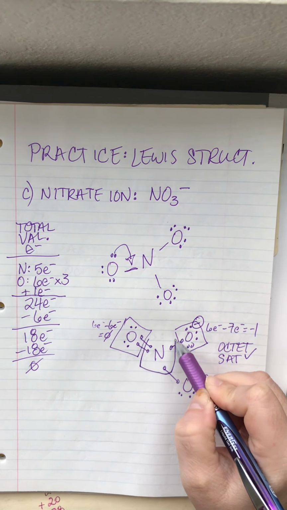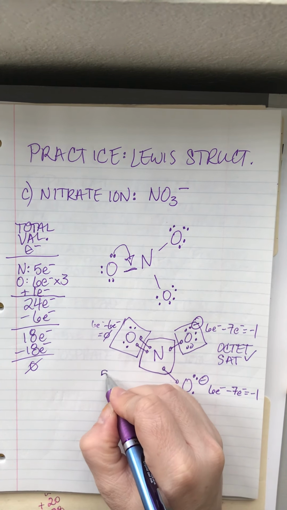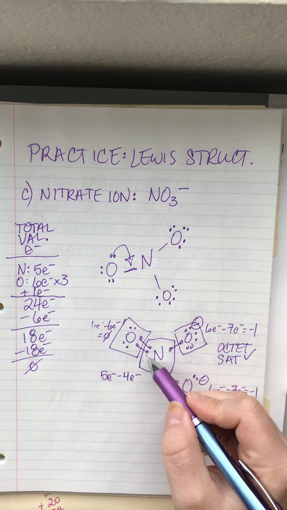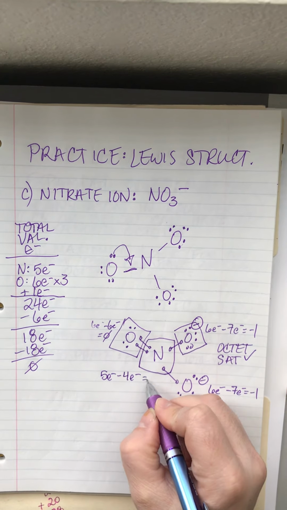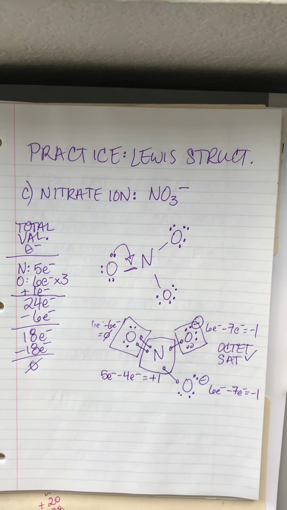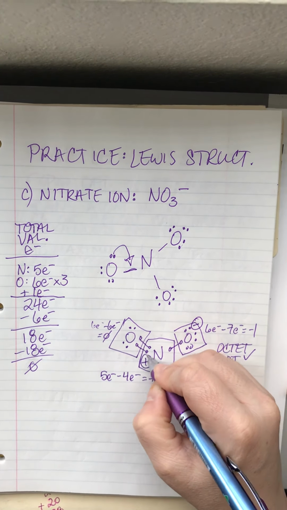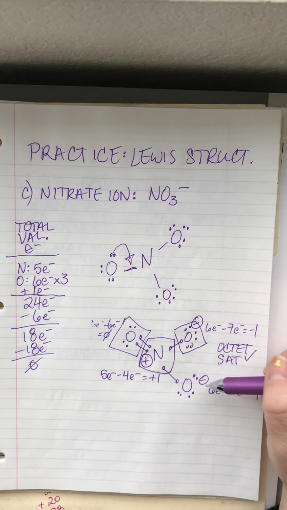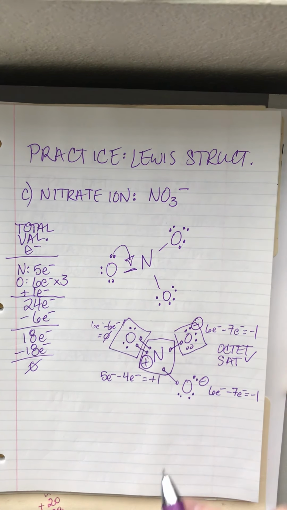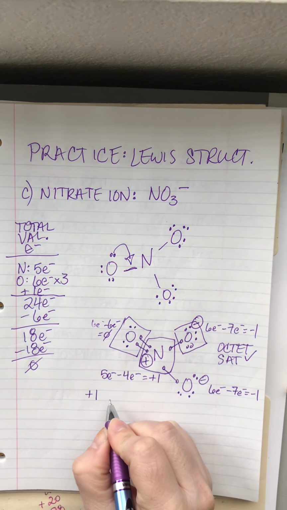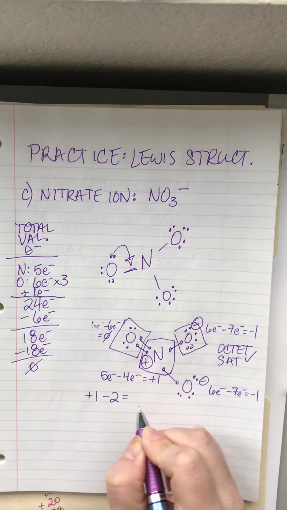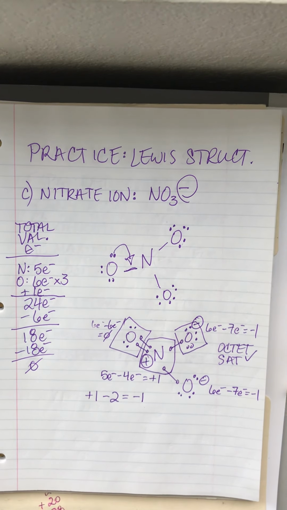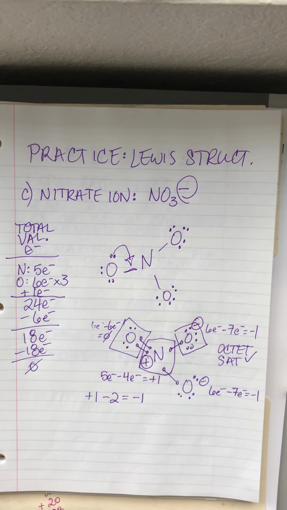Nitrogen came to the table with 5 electrons, and here it has 4 electrons, 1, 2, 3, 4. So it has an overall +1 charge, right? So in this case, we have 2 negative charges and 1 positive charge. So we have 1 positive and 2 negative. So our overall charge is -1, which is good because that was the charge on our polyatomic originally.